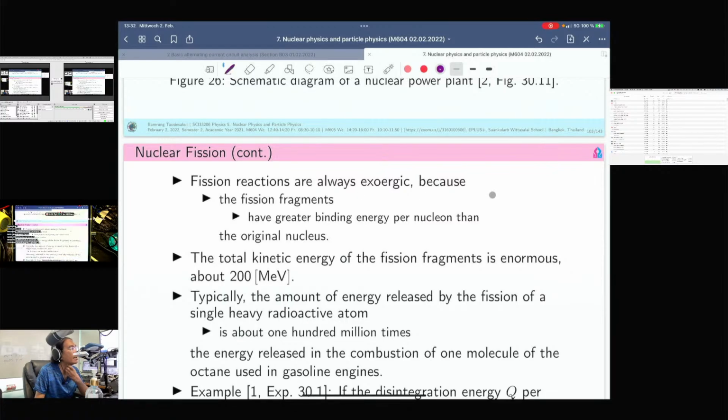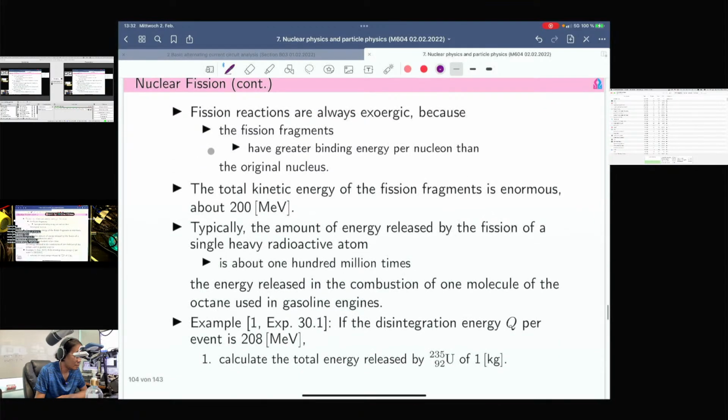So this is the name of spatial process. You have to know what that is. In physics we call it exergic, right? Ergic means energy. Ergic comes from the word energy, because the fission fragments have greater binding energy. The daughter nuclei have greater binding energy per nucleon than the original nucleus.